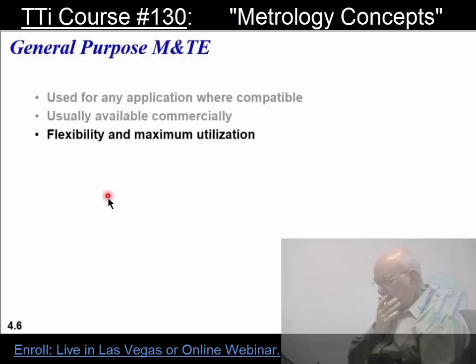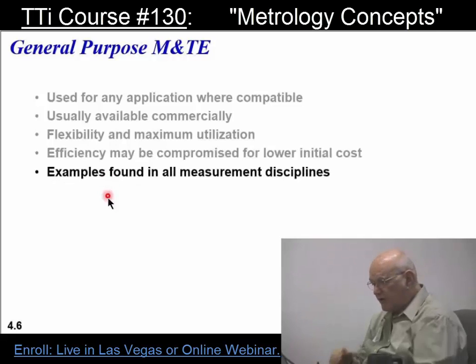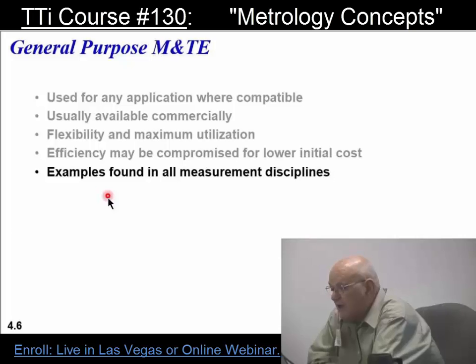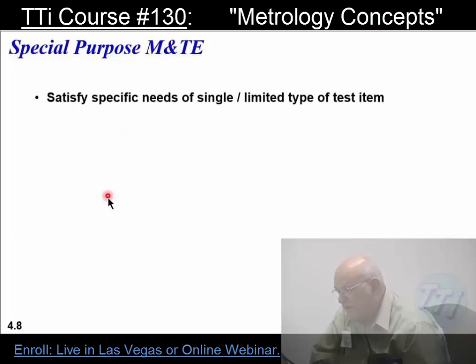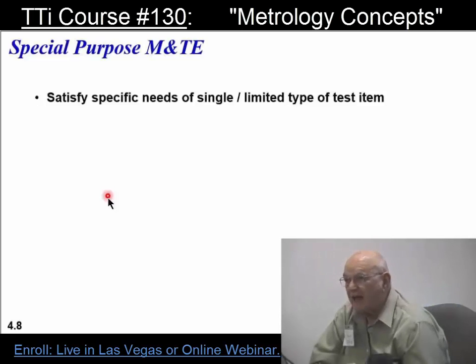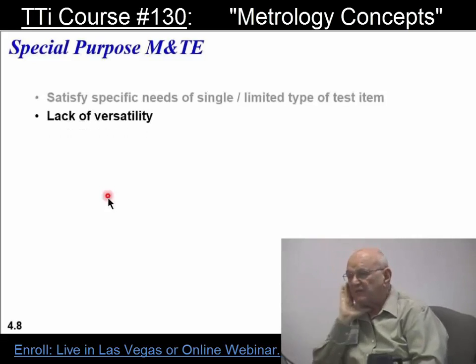And a lot of times commercially, you need flexibility. Efficiency may be compromised for a lower initial cost. And you can find these different examples in all the disciplines themselves. If you were to look at mechanical and electrical, there's more similarities than differences, especially when it comes to record keeping and procedures and that kind of stuff. Lack of versatility. This is special M&T. You have some specialized M&T, don't you?